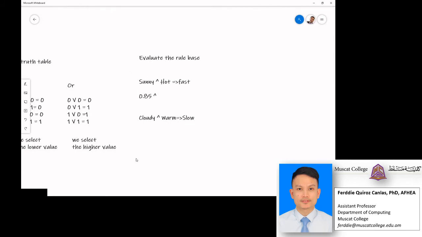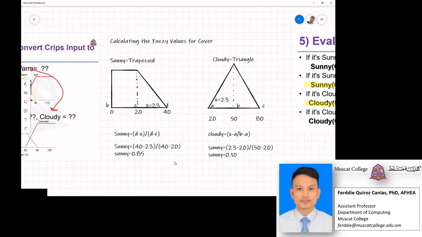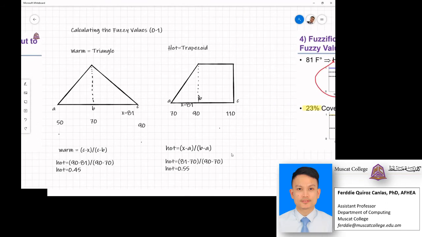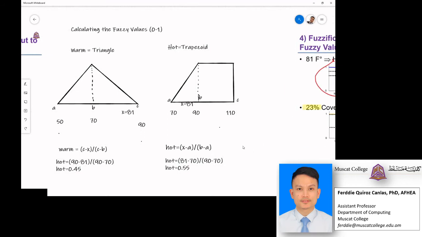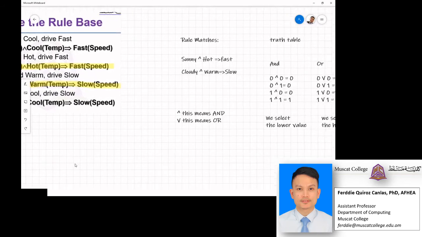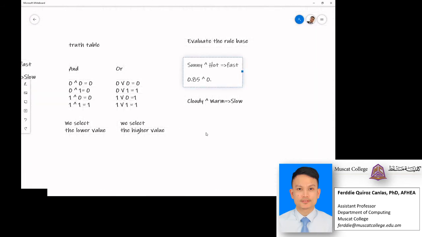How about the value of hot? The value of hot is 0.55 here. So which are we going to select? You have to remember, in AND we are selecting the value which is the lowest. So we're going to select 0.55. Therefore, according to this, we're going to drive 0.55 fast.